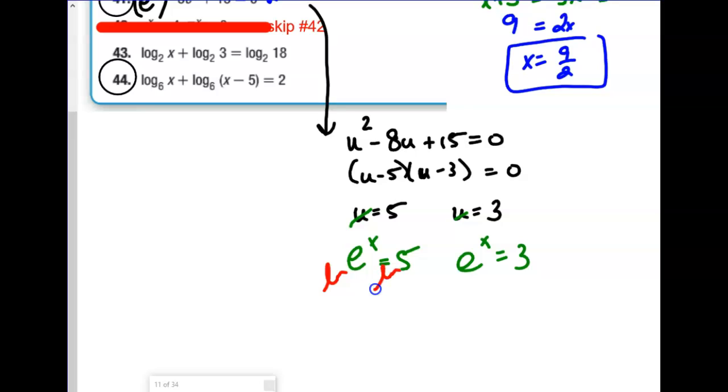So on your test, it's going to ask you first to give the exact answer. So this cancels, awesome, and this becomes x equals natural log of 5. That is the exact answer to that factor. So then this guy would be x equals natural log of 3. That's the exact answer to that question.